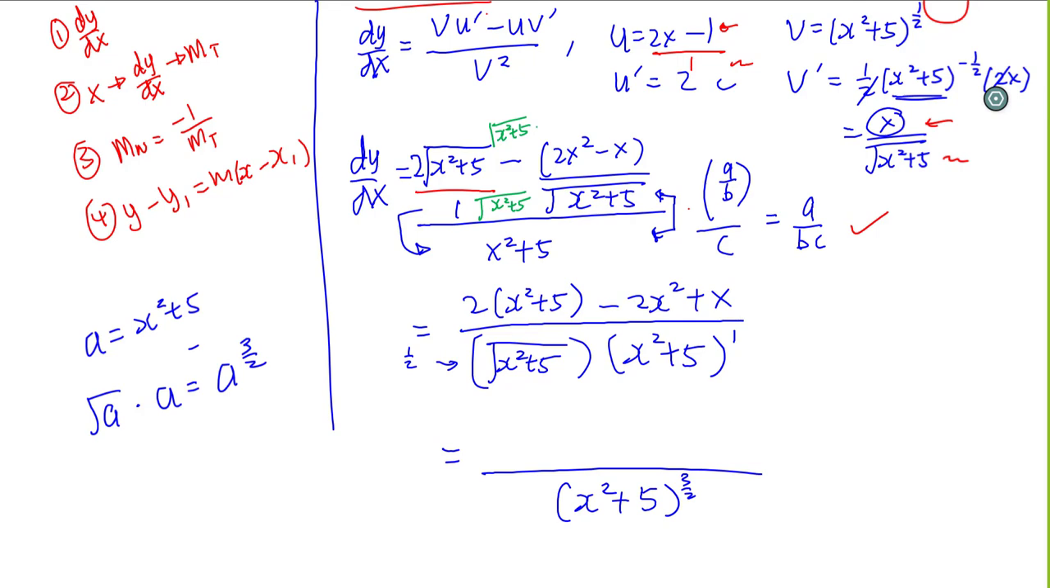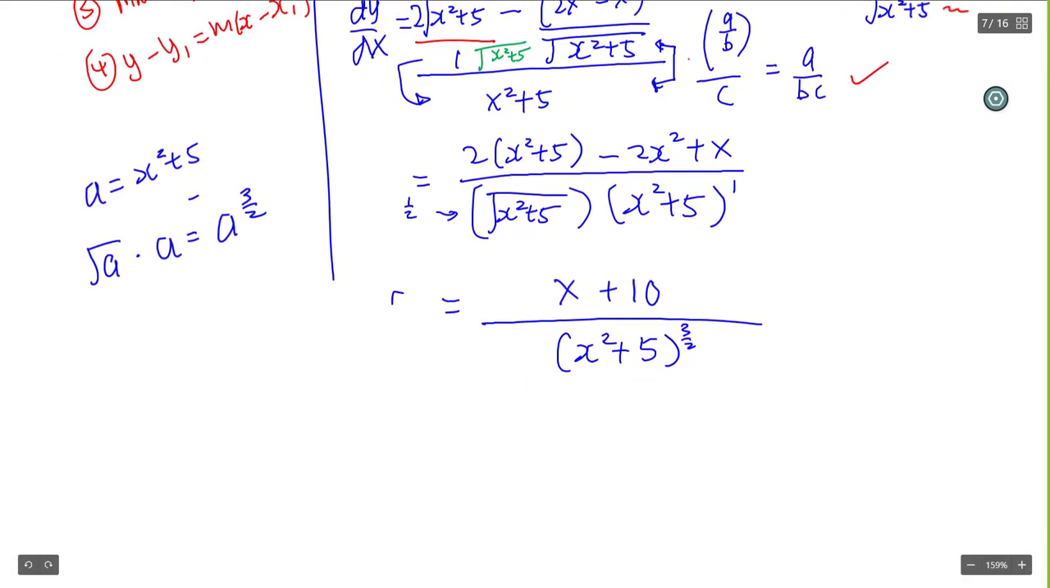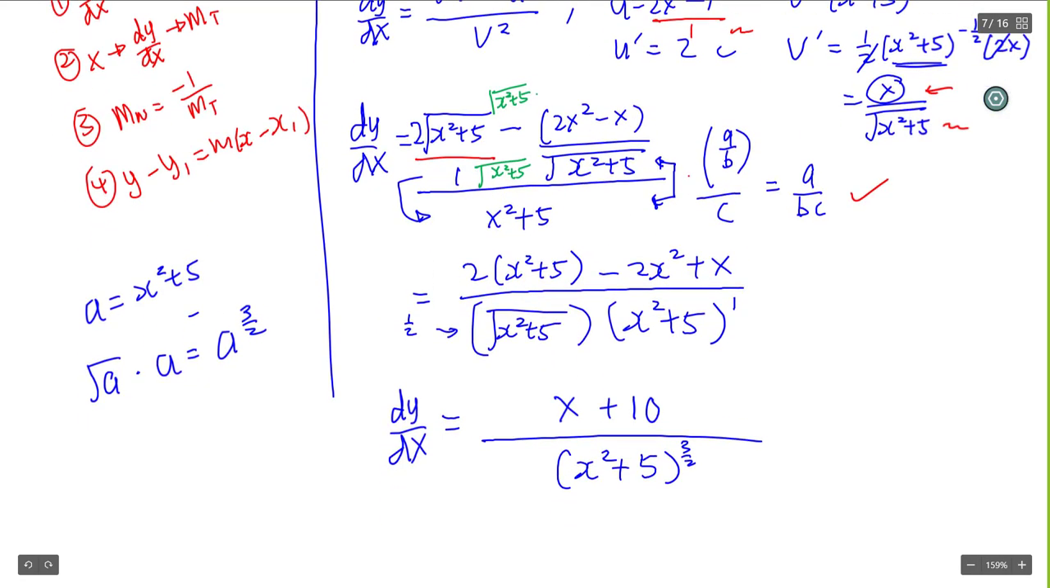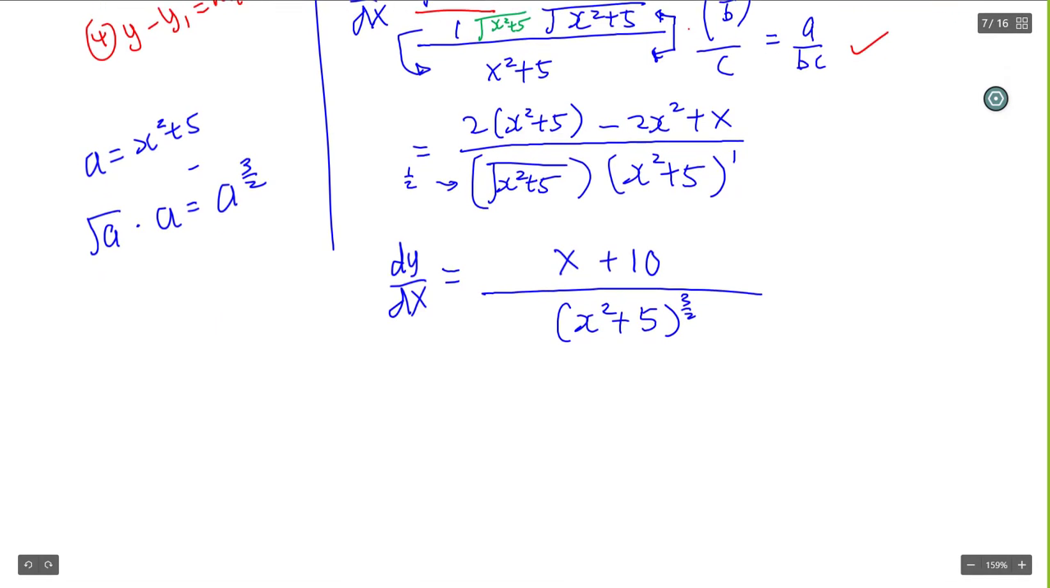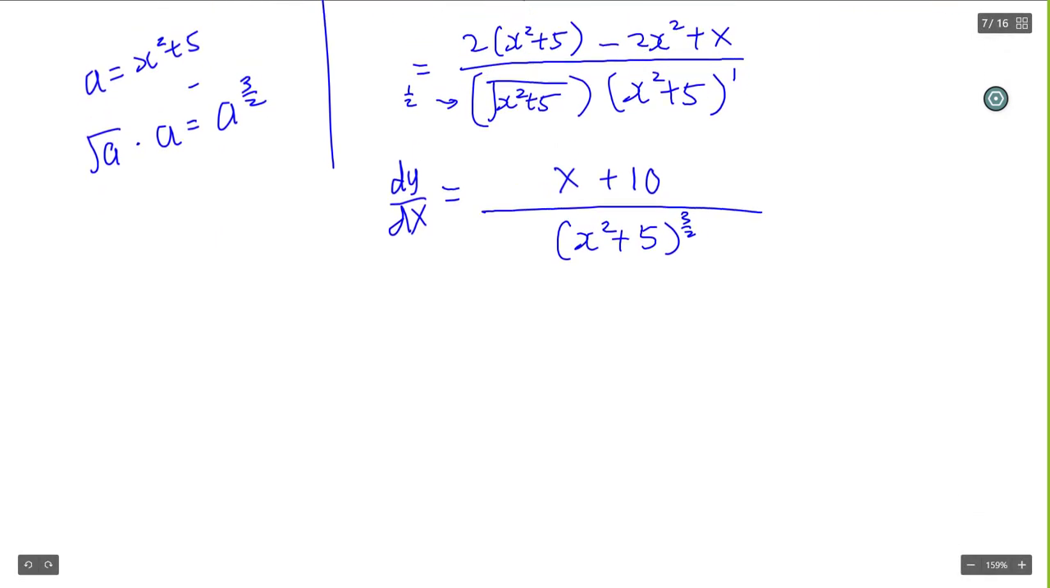So for the numerator, 2x squared minus 2x squared is 0. And then 10 plus x is x plus 10. Okay, yeah, this is our dy/dx. But in fact, you don't need to leave it like this. Yeah, I think you better simplify it because later you need to form the equation.